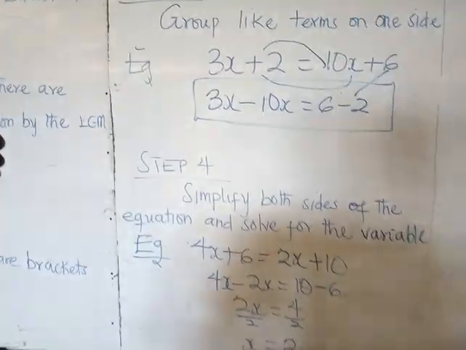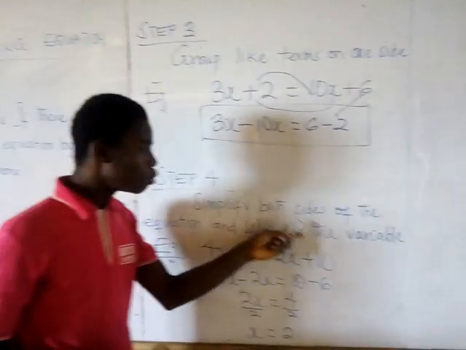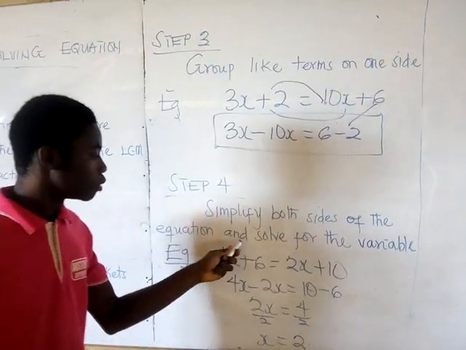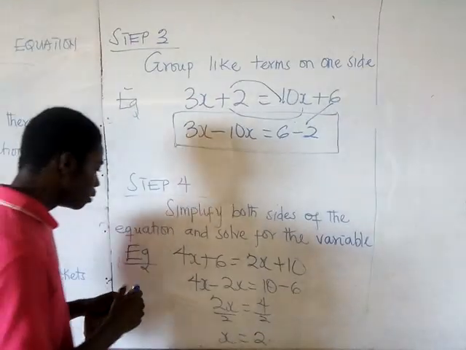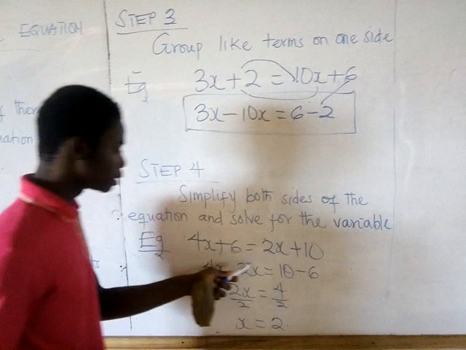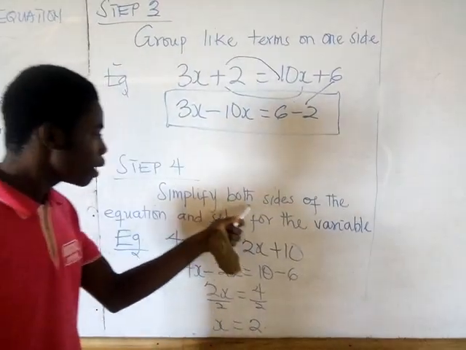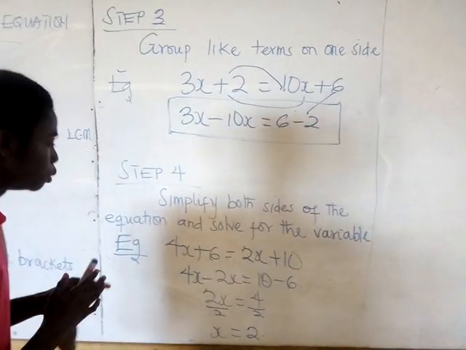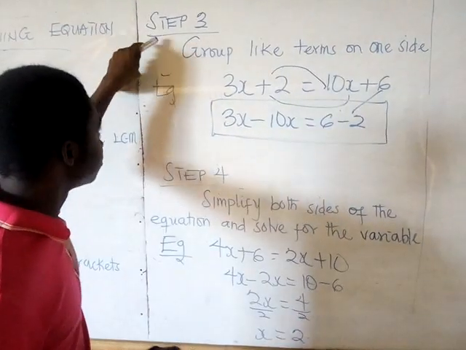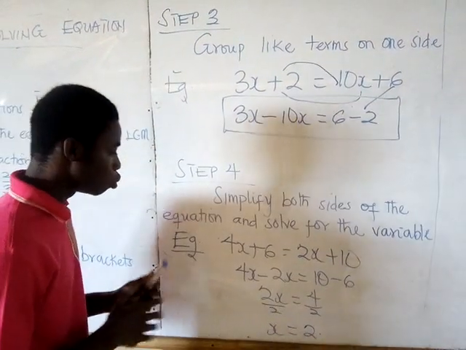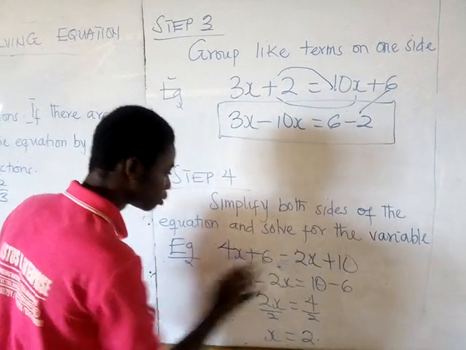So let's go to the fourth step. The fourth step said simplify both sides of the equation and solve for the variable. So here we were given the question as 4x plus 6 equals 2x plus 10, and the question said you should simplify both sides of the equation. It means you are going to solve for this. First of all, you group like terms. I said step 3 to this. So you first group like terms.